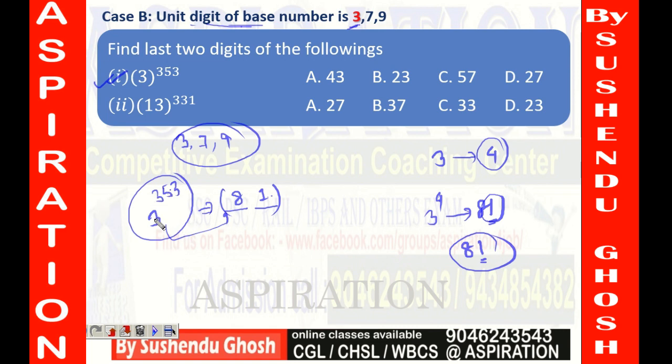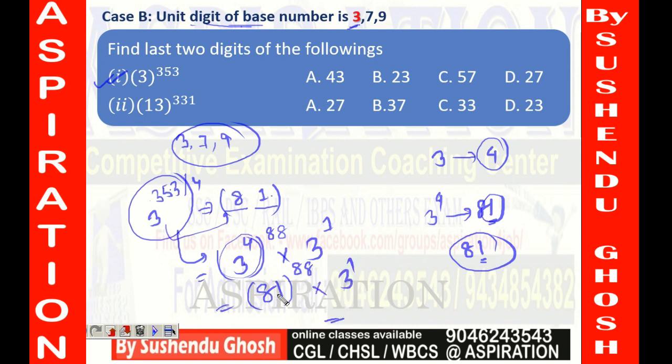So we know that if we break 353, we divide the power by 4, it will give 88 multiplied by 3 to the power 1. So we have broken the power in such a way that 3 to the power 4 means 81 comes in the base number. So it will give 81 to the power 88 into 3 to the power 1. Now you know how to find the unit digit and the 10th digit whenever 1 is present in the unit place.